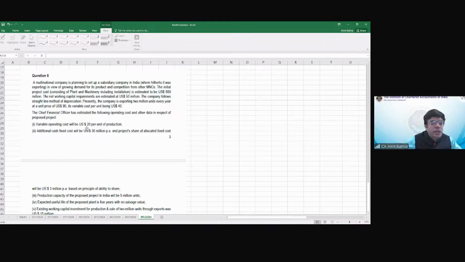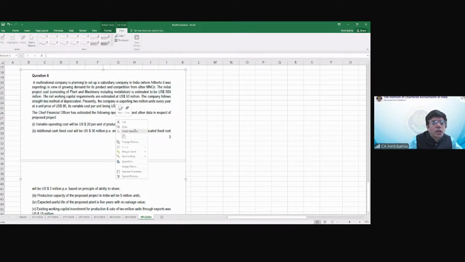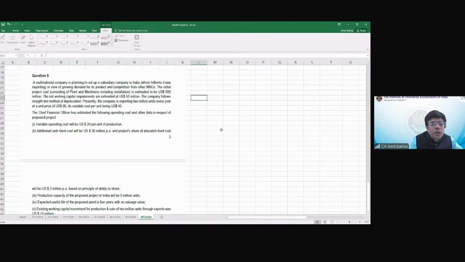Additional cash fixed cost will be $30 million per annum, and the project's share of allocated fixed cost will be $3 million per annum based on the principle of ability to share. Production capacity of the proposed project in India will be 5 million units. Expected useful life of the proposed plant is 5 years with no salvage value.